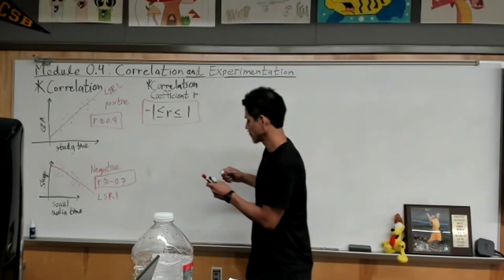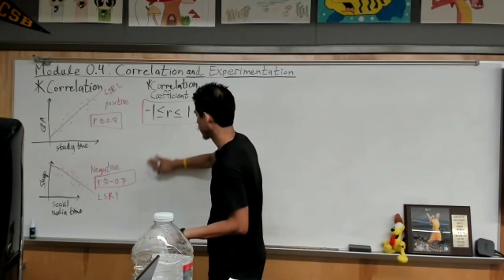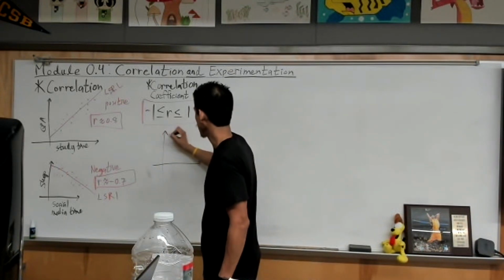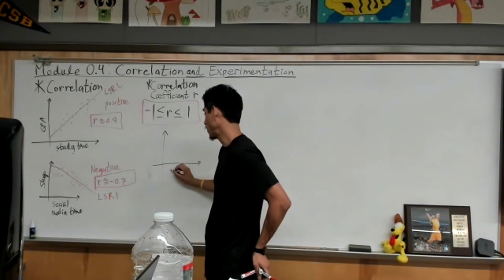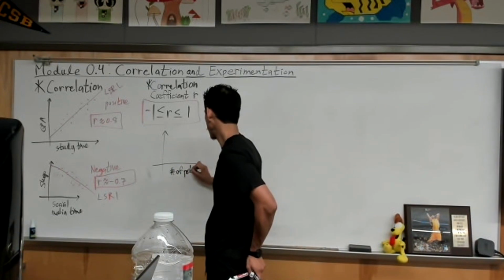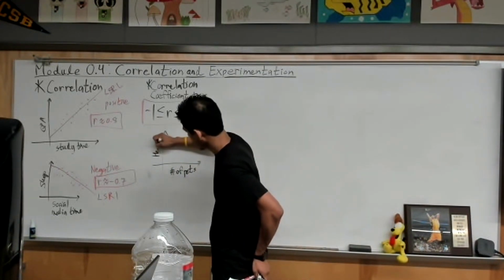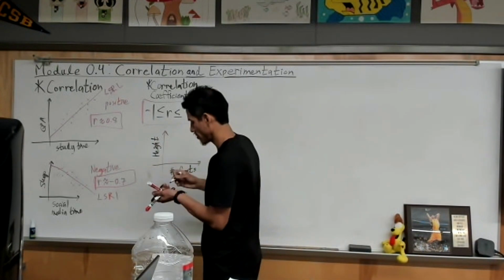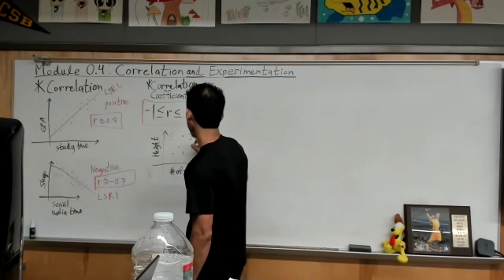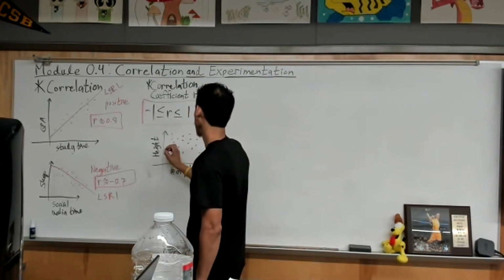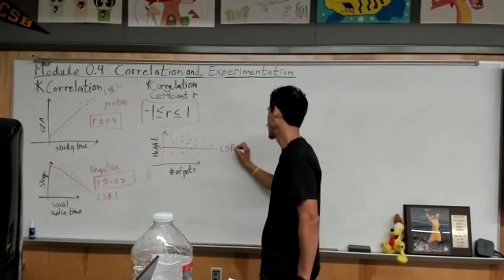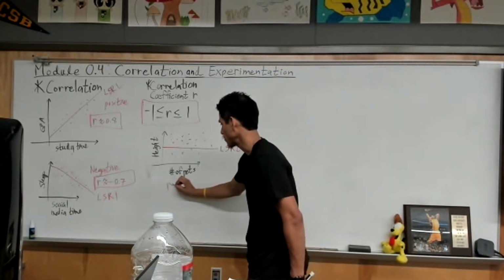Now, there's also lots of things in the real world that aren't correlated, right? So maybe like number of pets and your height or something. When two things are not correlated, you're going to see a bunch of dots that are all randomly scattered. And the least squares regression line will probably be something like this, horizontal. And in this case, the correlation coefficient will be close to 0.